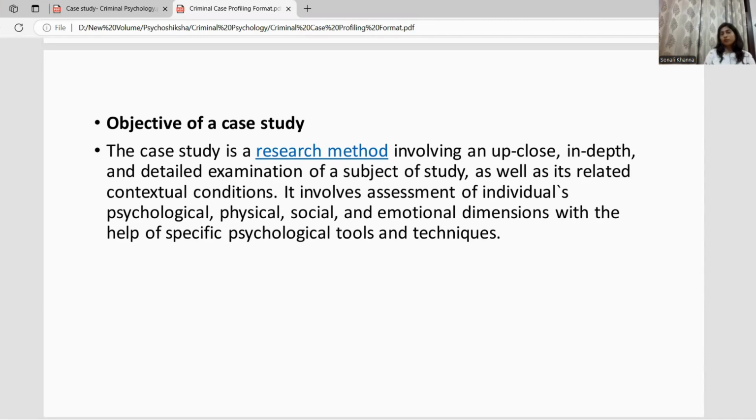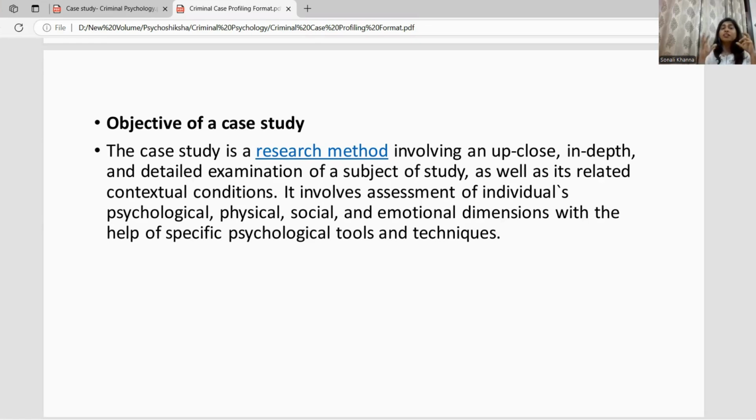So, what is the objective of a case study? The case study is a research method involving an up close, in-depth, and detailed examination of a subject of study as well as its related contextual conditions. It involves assessment of individual psychological, physical, social, and emotional dimensions with the help of specific psychological tools and techniques.